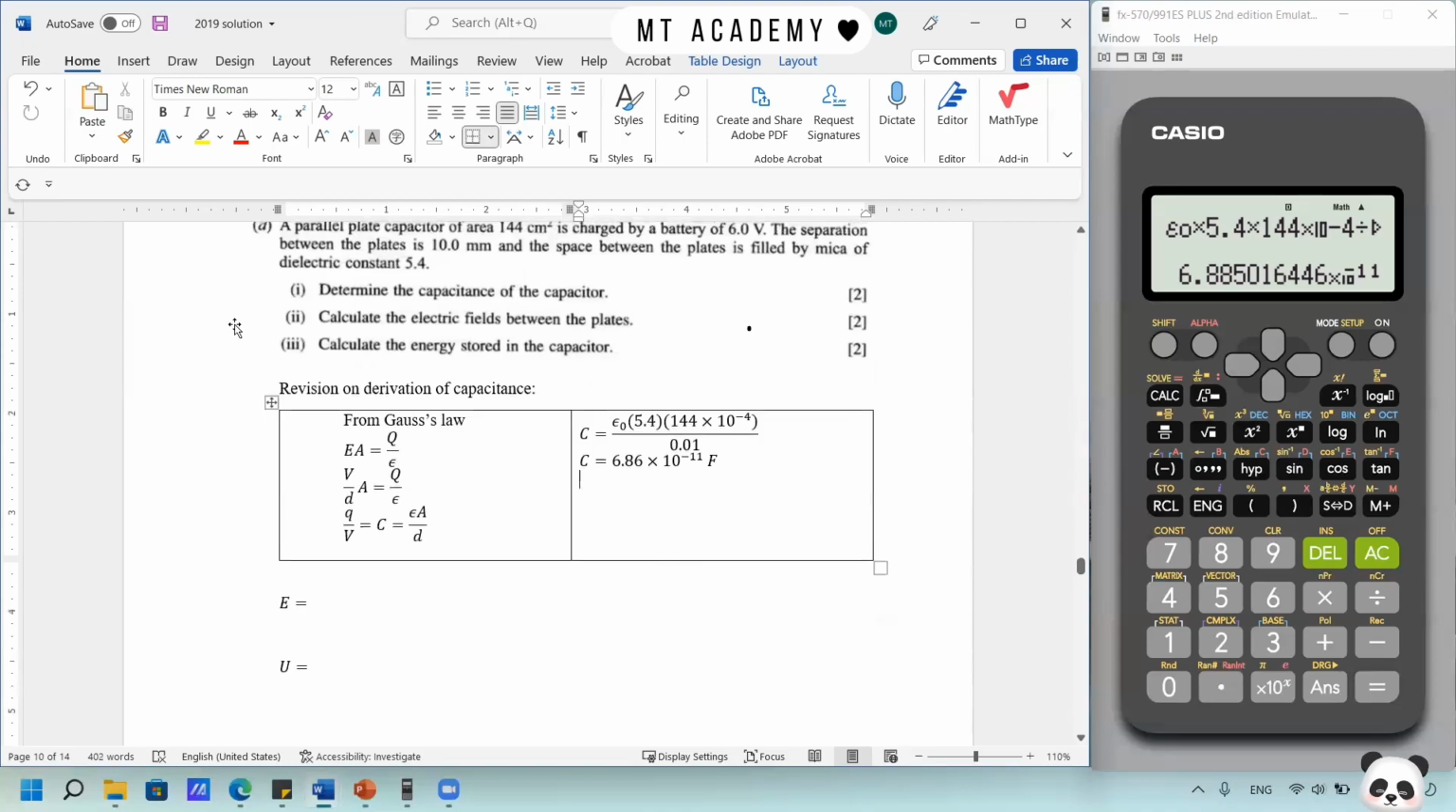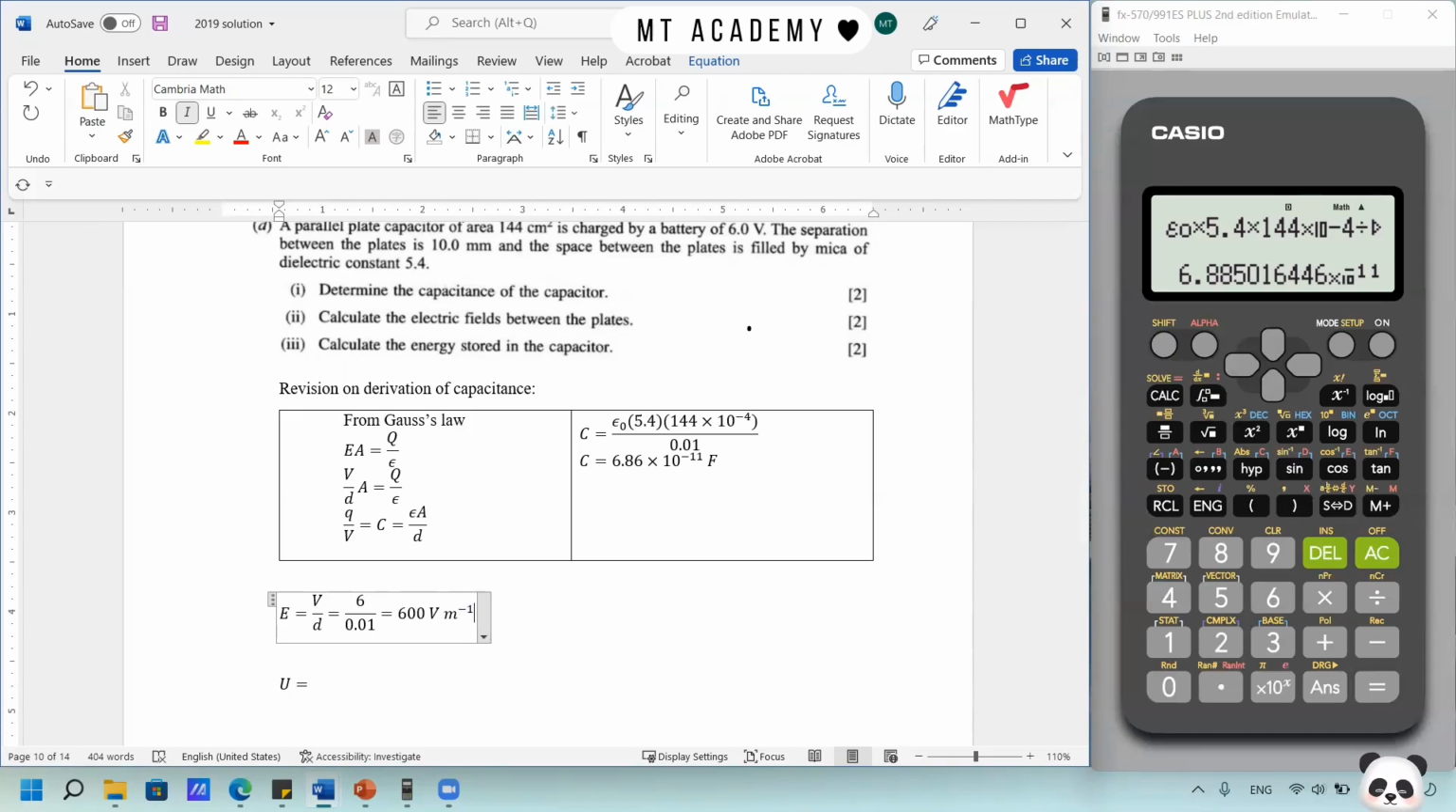So we continue to the second question: calculate the electric field between the plates. Simple. We have the battery as the potential difference, divided by the separation distance. So 6 volt divided by the distance, 10 millimeter or 0.01 meter, and that will be equal to 600 volt per meter.